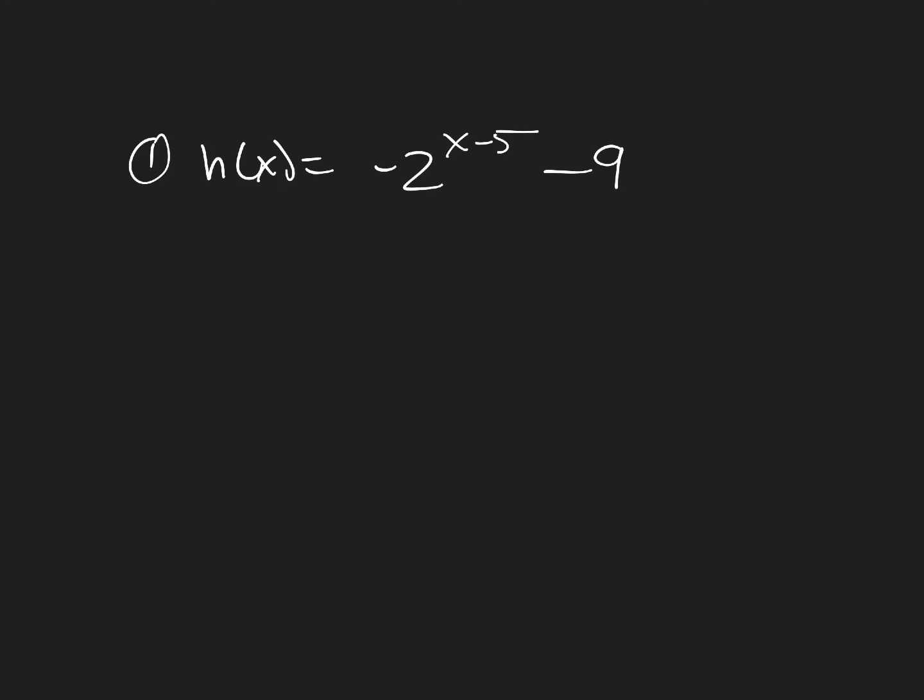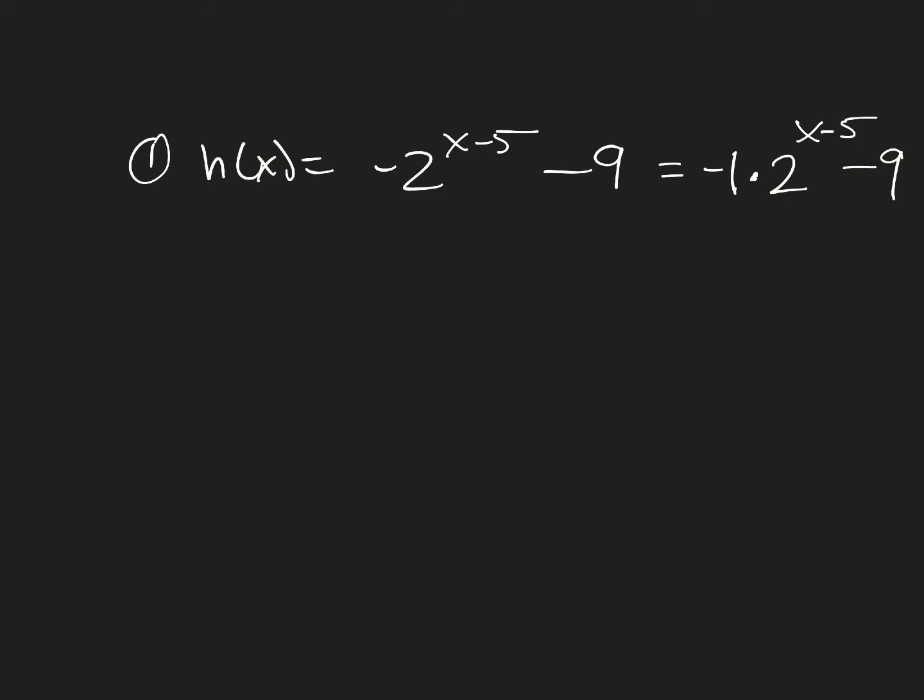If it was, there would be parentheses around the -2, which would make it, and we just said exponential, the base has to be greater than 0 and not 1. So this is the same. If it helps you, rewrite this as -1 times 2 to the x minus 5 minus 9.